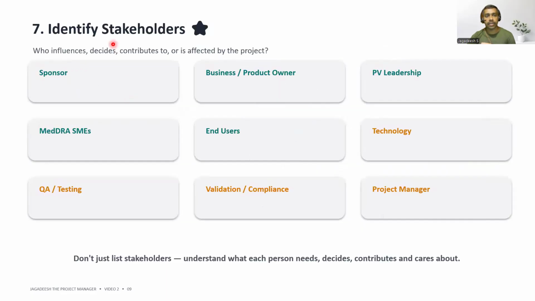Now, in my experience, project delivery becomes much easier when the right people are involved early. So that is identifying stakeholders: who influences, who decides, who contributes, or is affected by the project. For a pharmacovigilance related change, I would need a combination of business, SMEs, users, technology, QA, validation, compliance, and leadership. I ask who makes the decision. Don't just list stakeholders. Understand what each person needs, decides, contributes, and cares about.